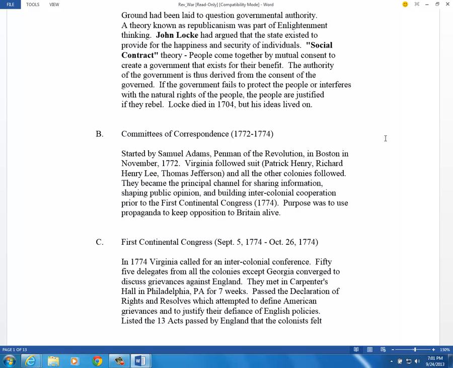The British found out about that and decided to send troops to collect those things. And that's when we have the first shots of the American Revolution, at Lexington and Concord.